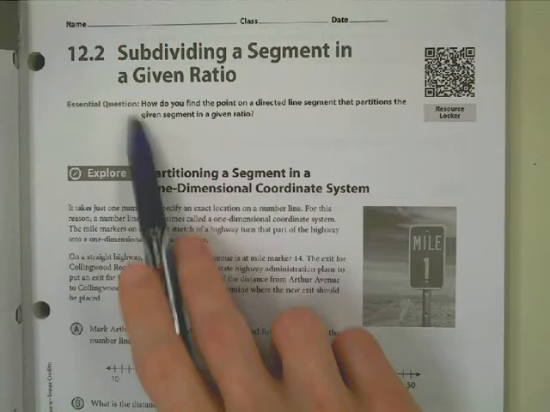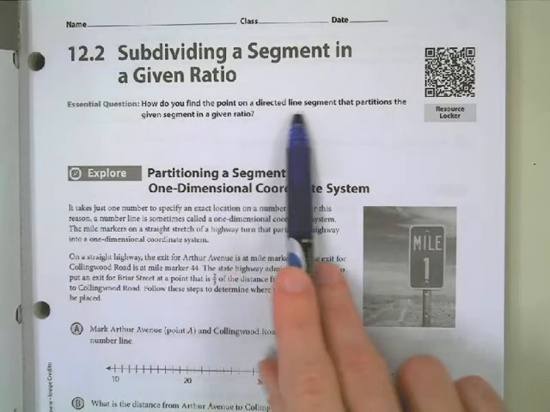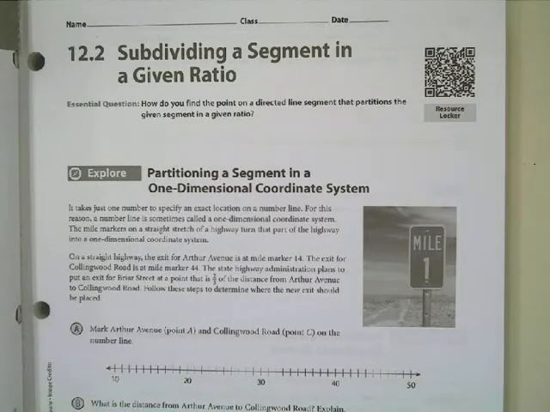So the essential question we want to be able to answer is, how do you find the point on a directed line segment that partitions the given segment in a given ratio? Basically we're going to start with a segment. We learned about segments way back at the very beginning of this class. Segments are like lines, but they have a starting point and a stopping point. They don't go on forever in any direction.